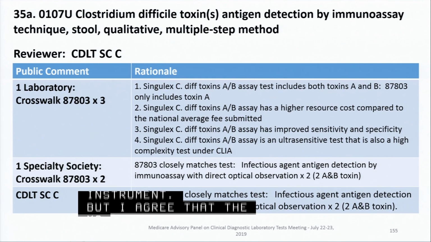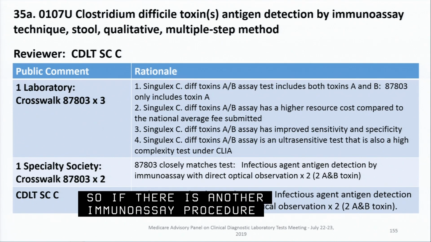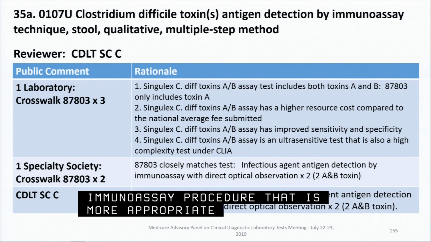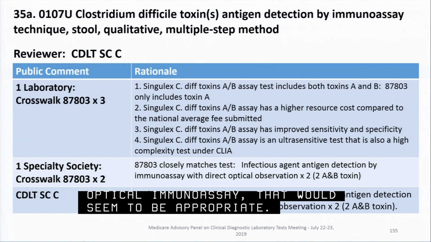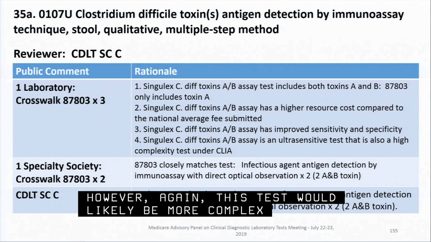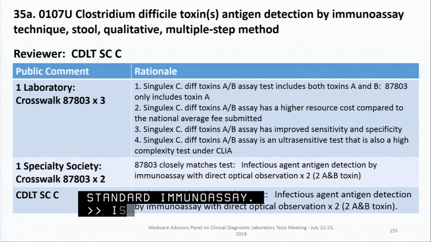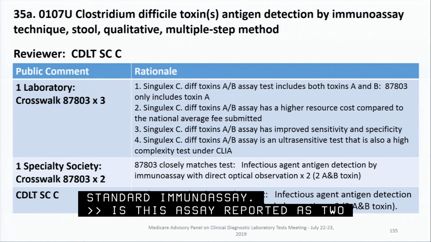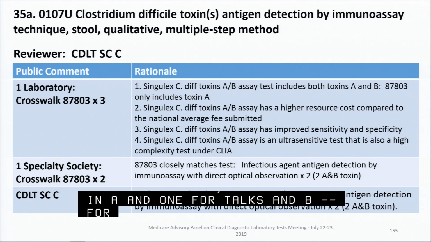So if there's another immunoassay for C. diff that is more appropriate, that's not an optical immunoassay, that would seem to be appropriate. However, again, this test would likely be more complex than a standard ELISA or immunoassay. Is this assay reported as two separate results, one for toxin A and one for toxin B? Yes, there are two separate results. Then I would agree with a modifier times 2 for 87324.